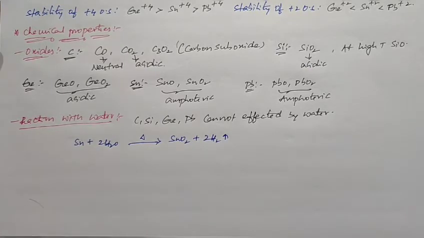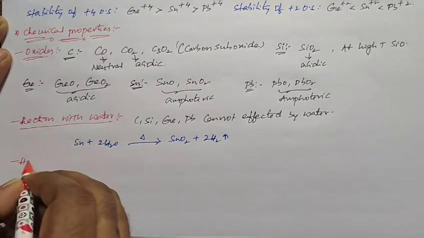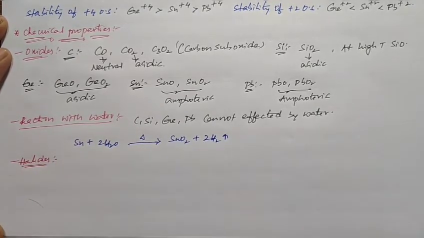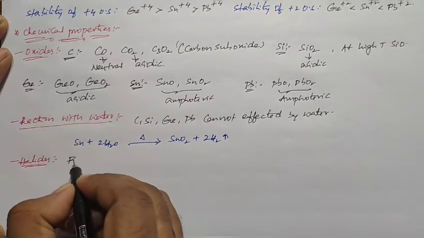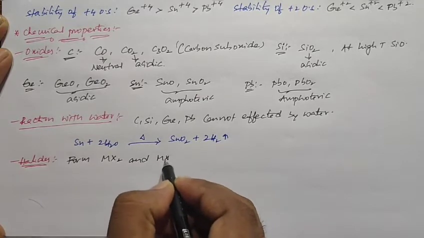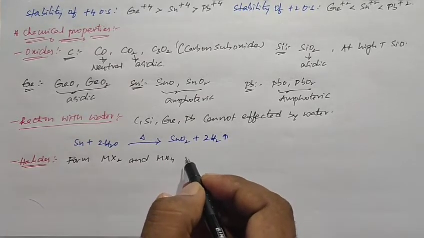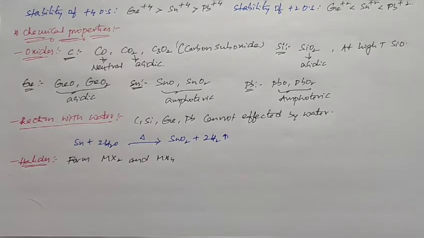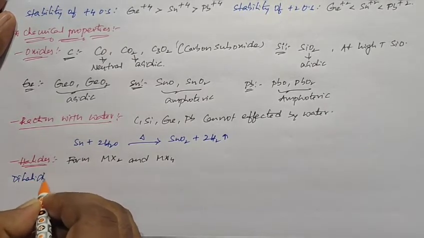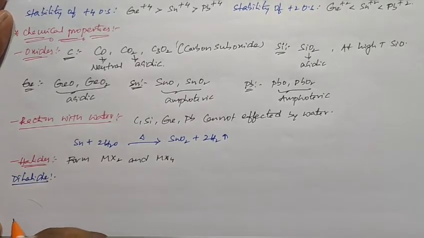And next is halides. Group 14 elements can form 2 types of halides, MX2 and MX4 type halides. First I am discussing dihalides. When discussing dihalides, except carbon and silicon, the remaining can form dihalides.